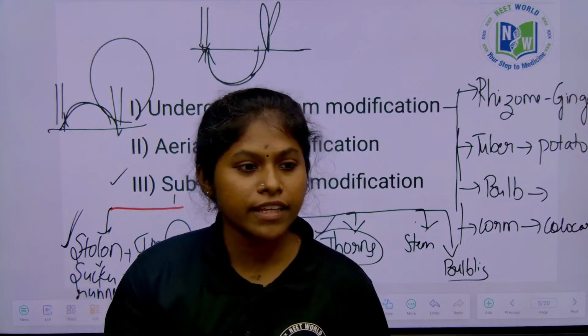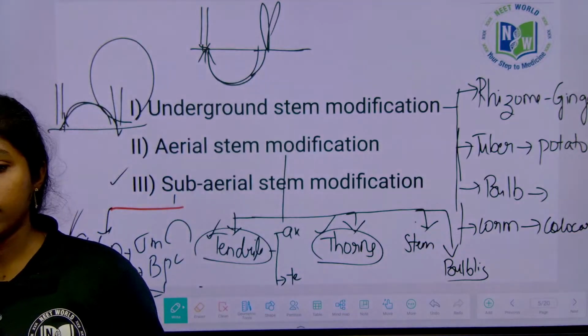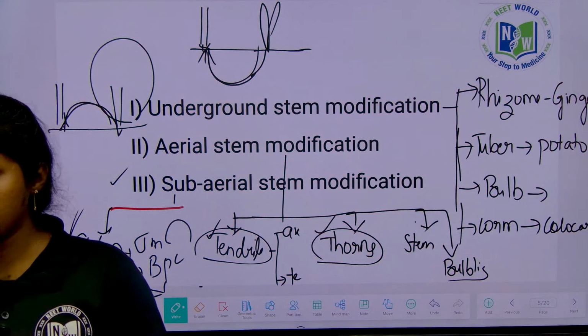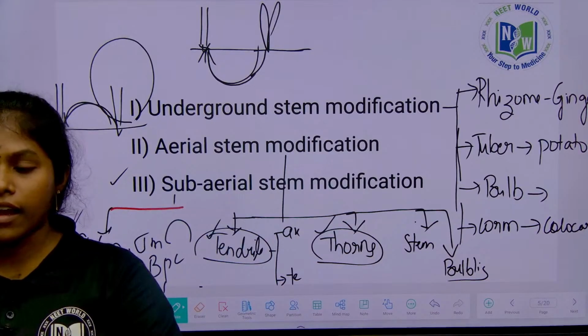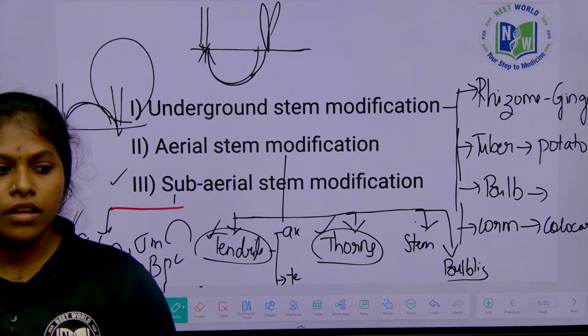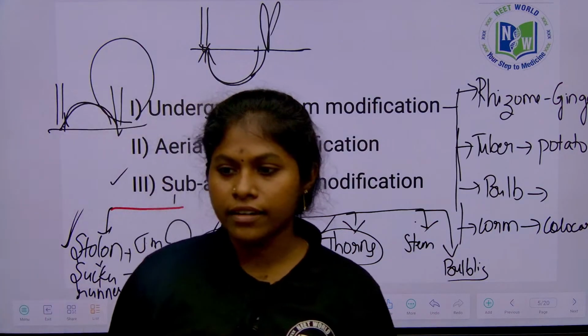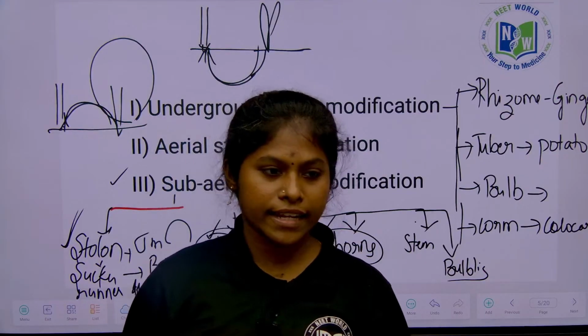The word itself says they are running. They invade new niches and fix into the soil. The older parts often die and the new parts will grow. Examples: all grasslands grow like that, strawberries, oxalis. These are examples.